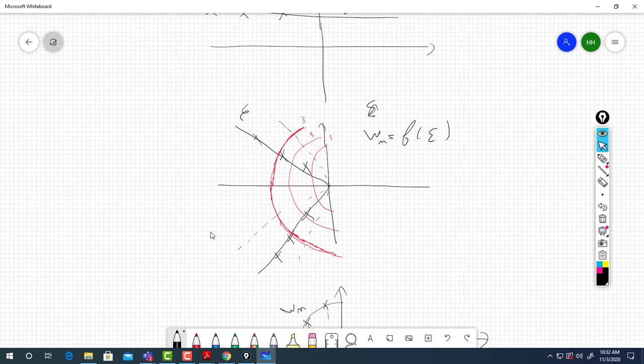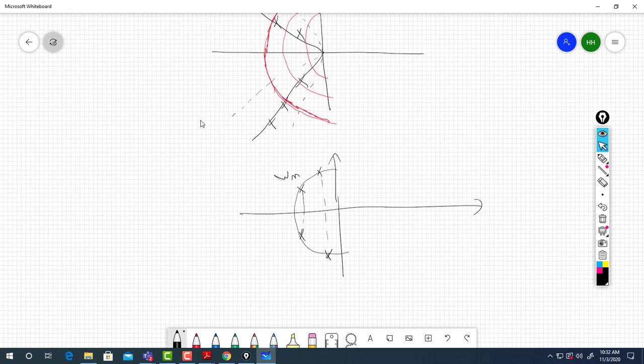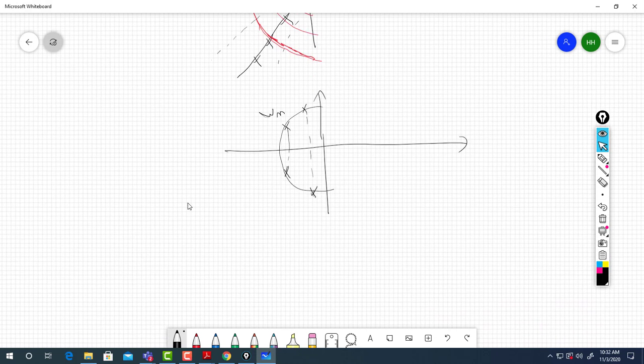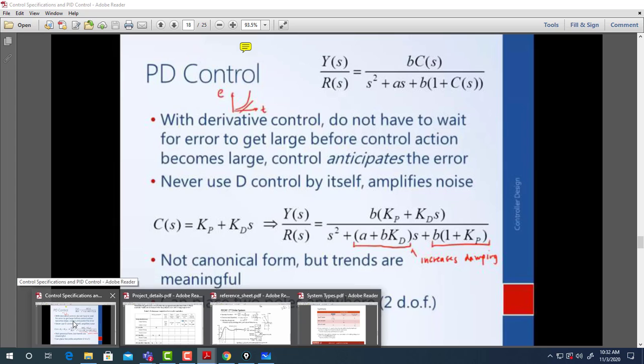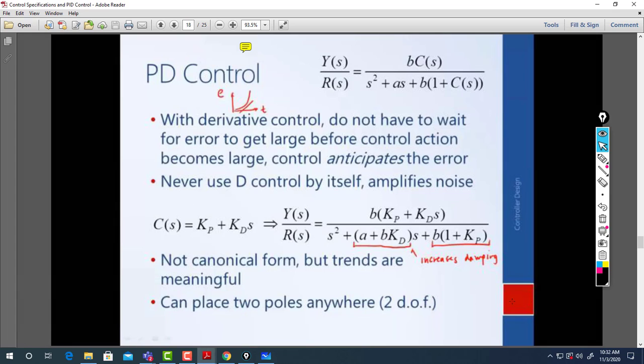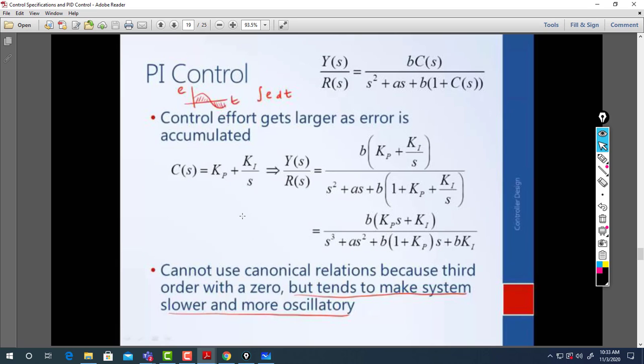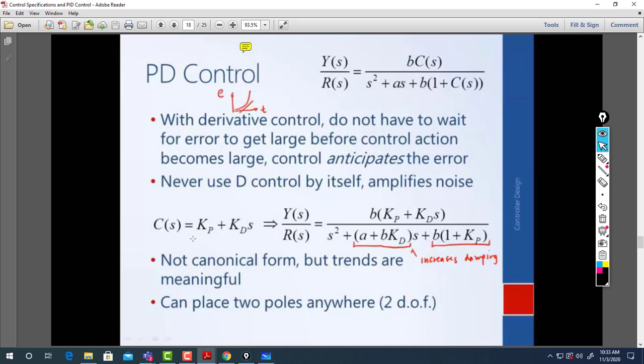Does it become clear? So you cannot place your poles anywhere you want if you decide, for a second order system, to use only proportional control. But if you decide to use a PD controller, for example, then you can place your poles anywhere because they are independent. They told you it's a non-canonical system, but the terms are meaningful.